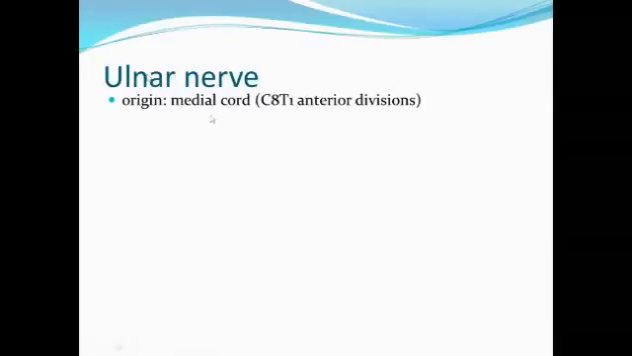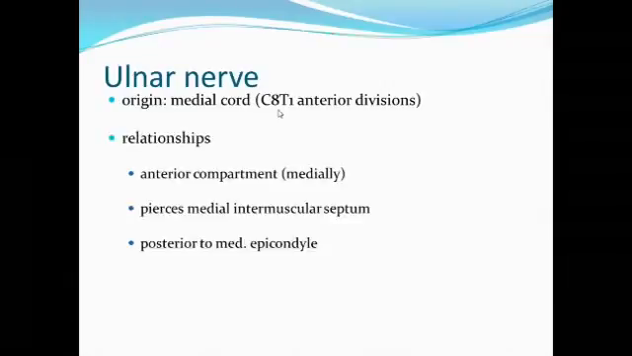So for the ulnar nerve, we need to consider the origin. The origin is the medial cord of the brachial plexus, and it's therefore derived from the C8-T1 anterior divisions of the spinal segment.